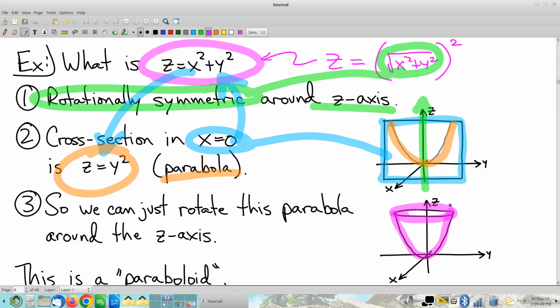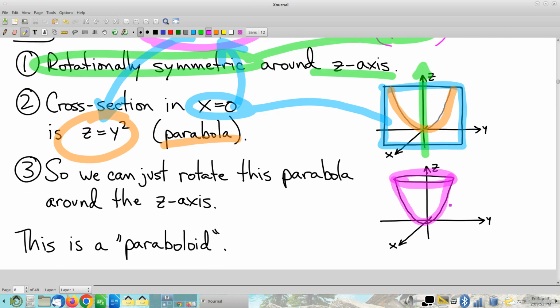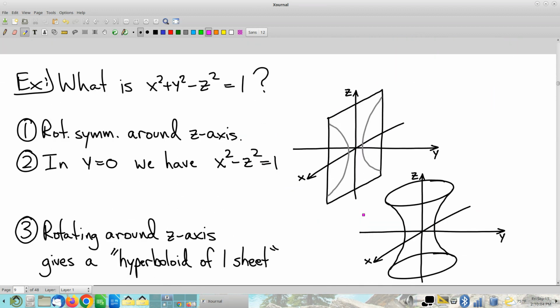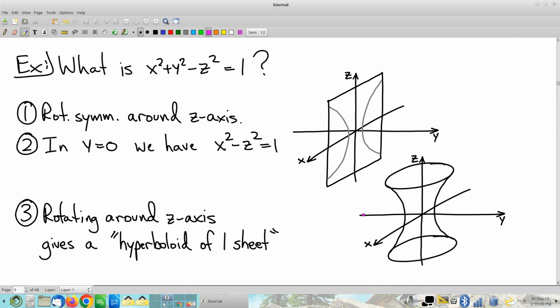Everybody buy it? It's a really neat move. Really powerful tool. By the way, this is called a paraboloid. That's just semantics. It's one of these things you have to know, though. Okay. Here's another example. What are we going to do with that?